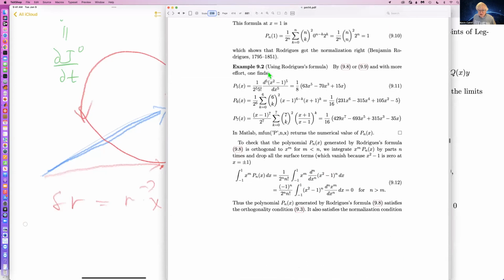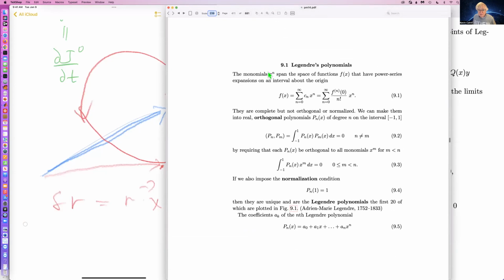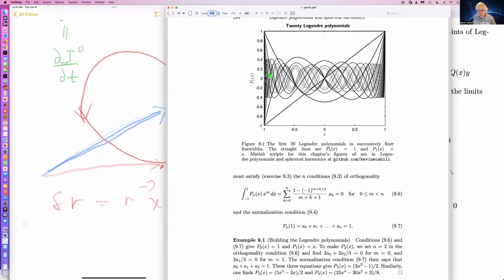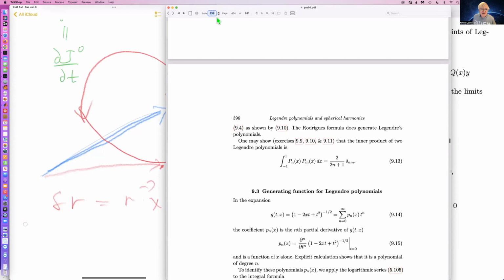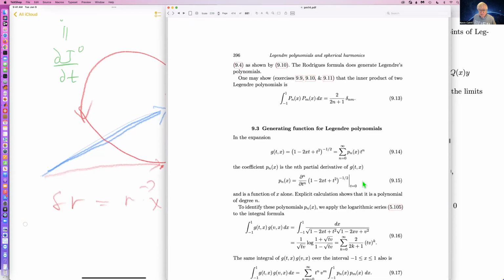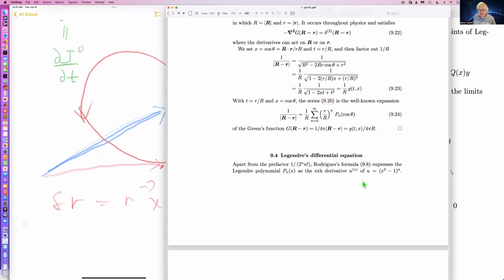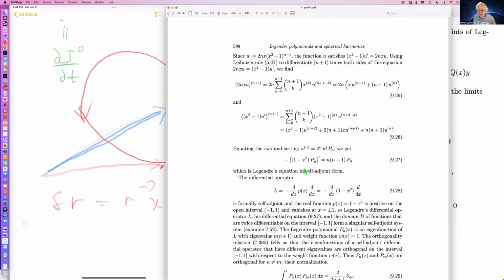Depending on how one looks at it. These are the Legendre polynomials, and let me go back to the previous. Well, no, maybe I better stay here. And so the differential equation in self-adjoint form looks like this.